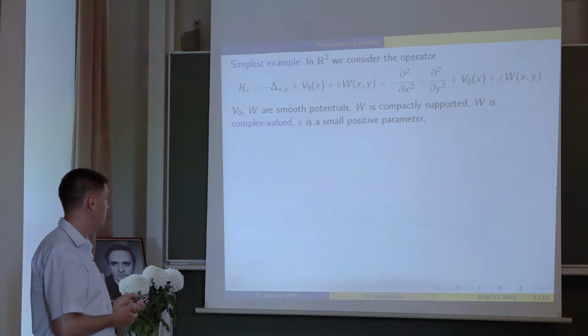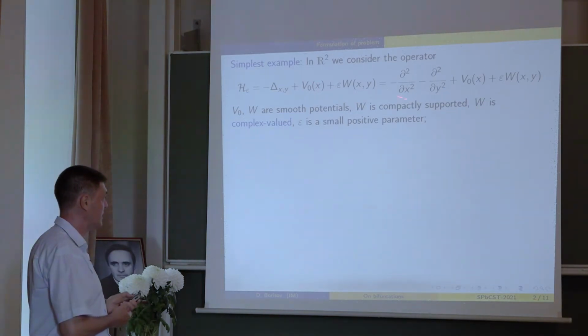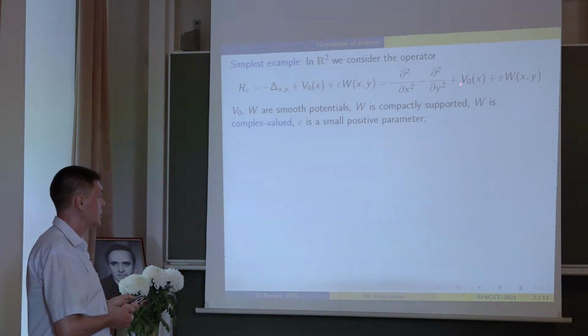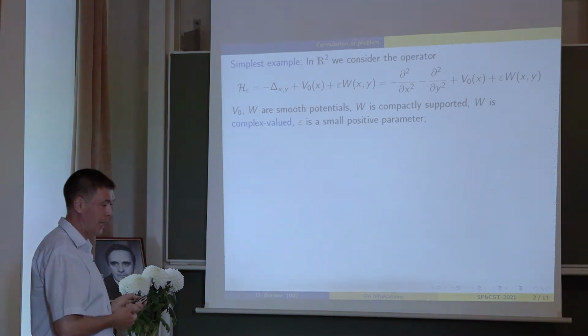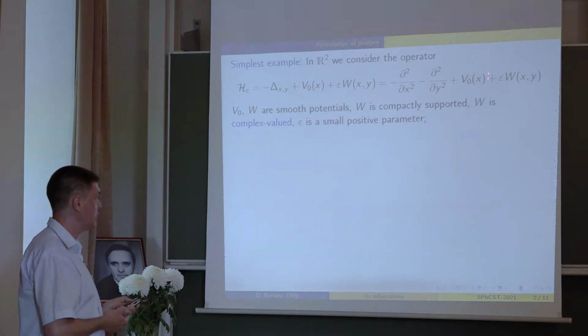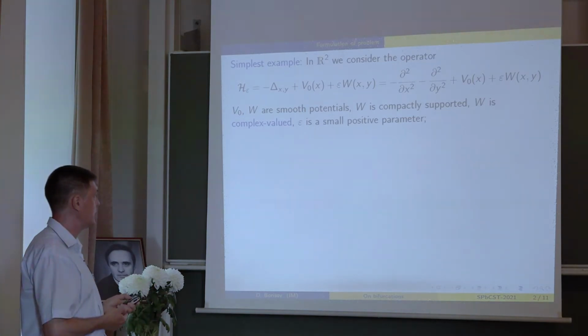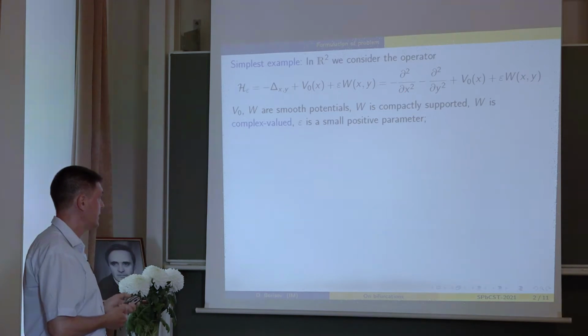So the main feature of this operator is that this unperturbed potential, this V0, depends only on x. So in a sense, this part is a one-dimensional operator, second derivative plus V0, and then we just add the second derivative in y. So this can be regarded like we have a one-dimensional operator with potential V0, but acting on a plane, and to have it well defined, we just add the second derivative.